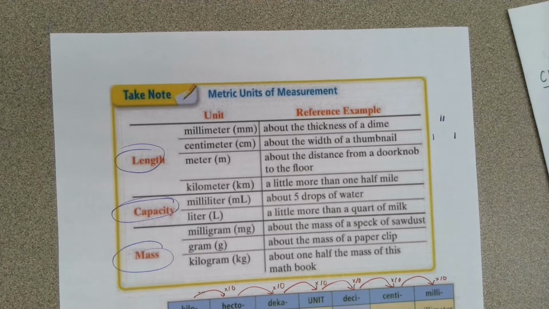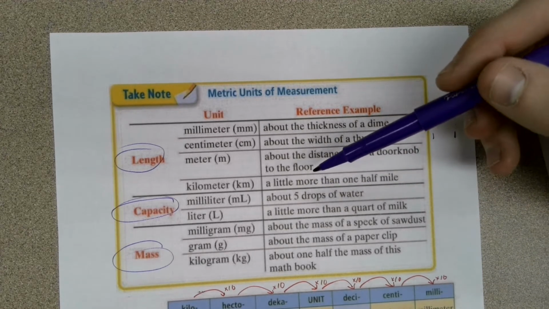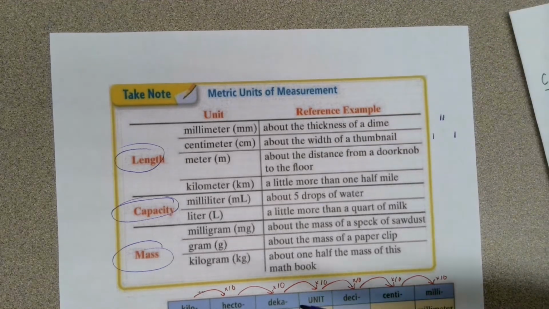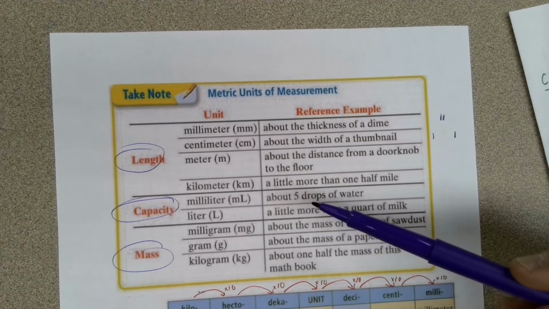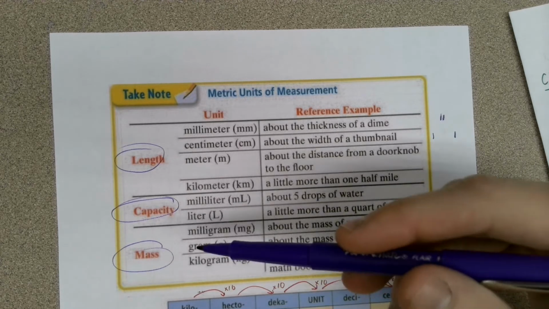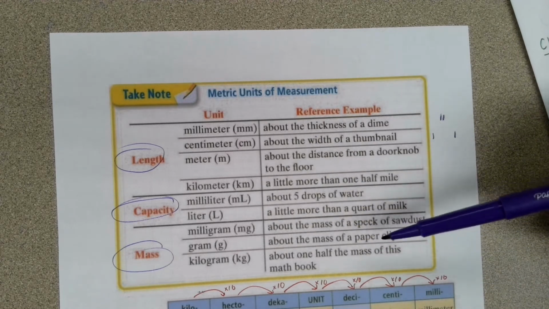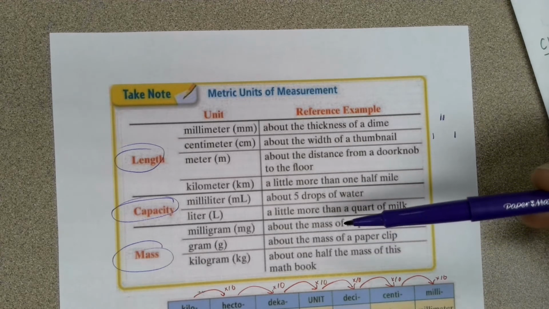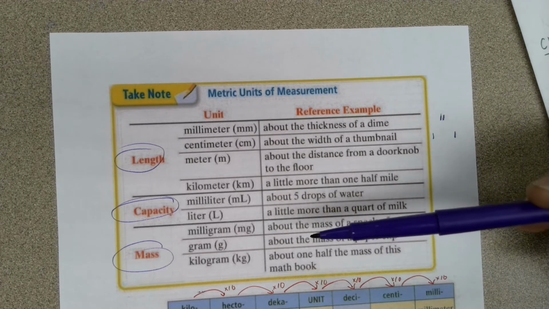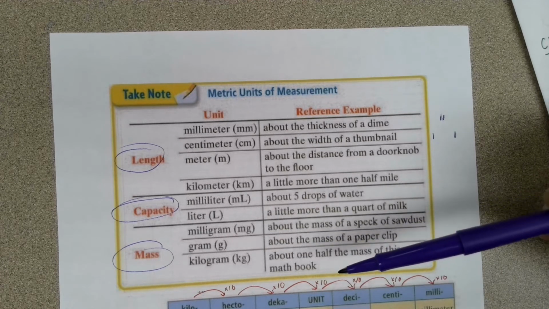And then it tells us a meter is about the distance from the doorknob to the floor. So if we're thinking on a door, it's quite a bit bigger. Then we got that kilometer, which is a little over half of a mile. So that's going to be a lot bigger. Then within capacity, we got a milliliter, which is about 5 drops of water, a liter, which is a little bit more than a quart of milk, so a quarter gallon, pretty close to that. And then for mass, we have a milligram, which is about the mass of a speck of sawdust, so super small. A gram, about the mass of a paperclip, and a kilogram, about 1/2 the mass of this math book.